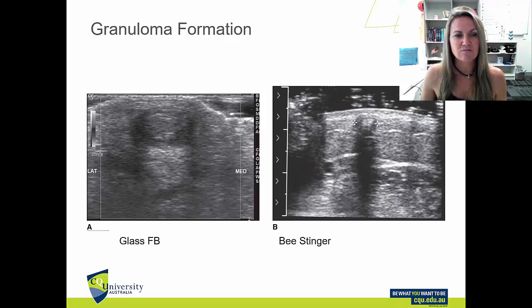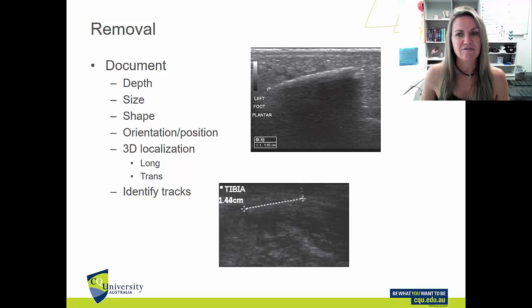So this was glass, so it's rounded, quite small. Here we've got medial and lateral being identified, and you can see it starts to lose that echogenicity as that granular formation occurs. Here is a bee stinger, ouch, makes your eyes water as you automatically think about it. But again, you've got that shadowing, so there is enough of the original composition of the foreign body still there, hasn't degraded enough, but you're starting to see where the granular formation occurs, and you're getting that echogenicity into the middle part of that foreign body.